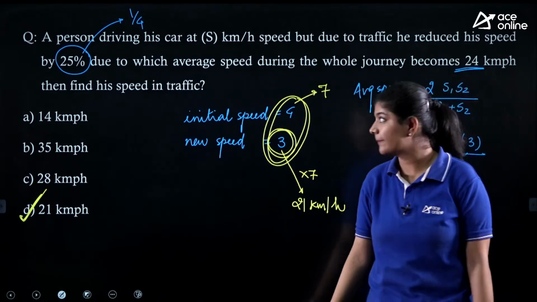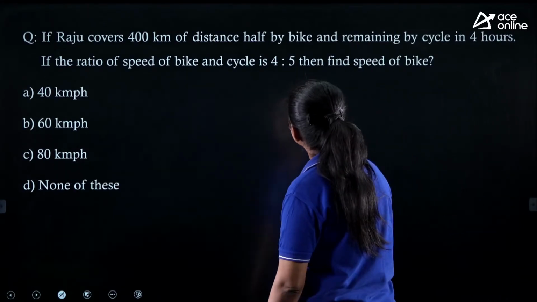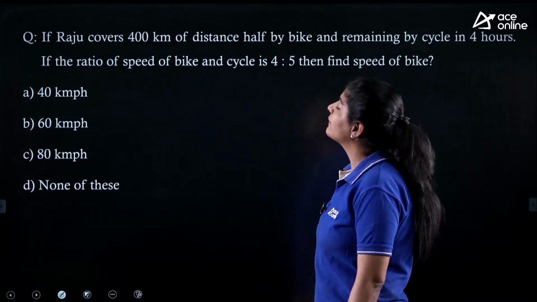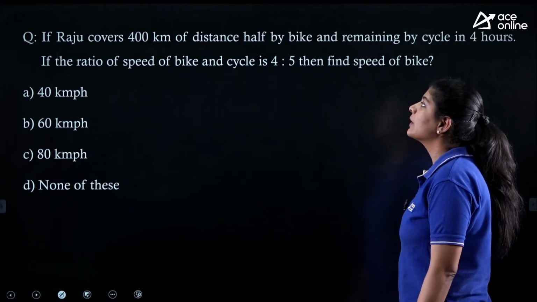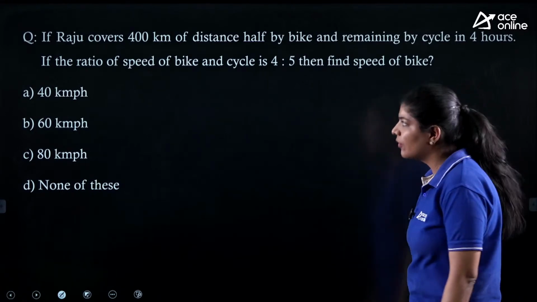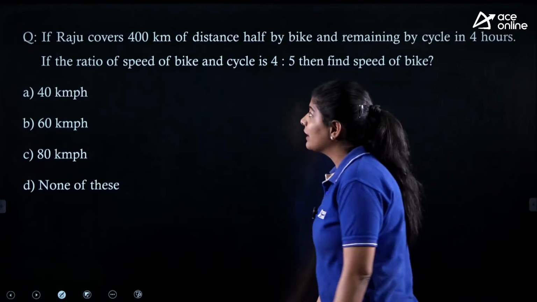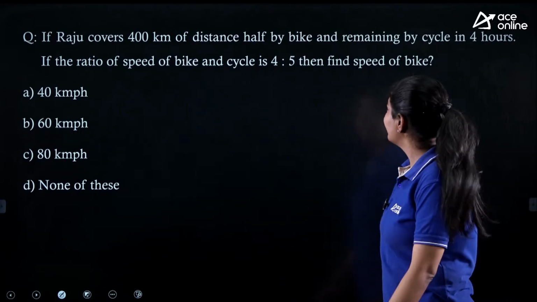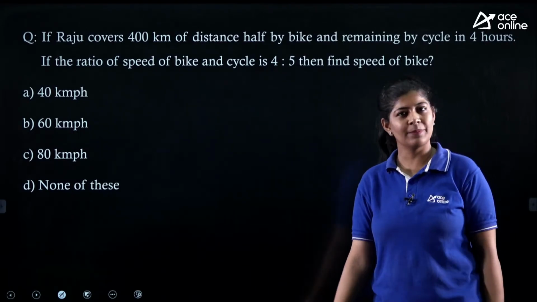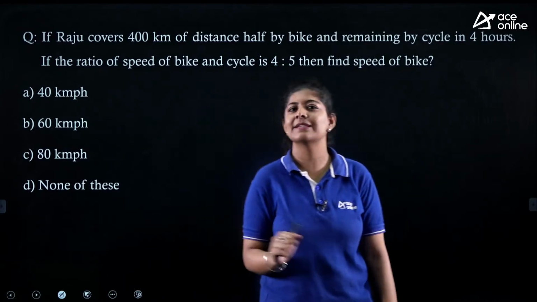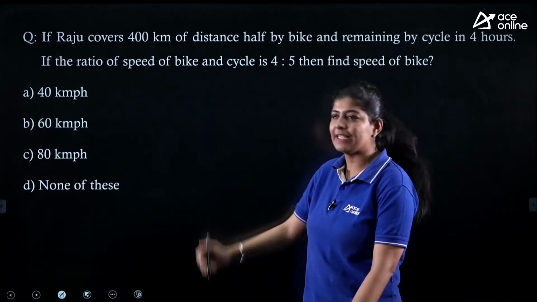It's quite easy. So this is the last question, and this question is for your homework. The question says that Raju covers 400 km of distance, half by bike and the remaining by cycle, in 4 hours. If the ratio of speed of bike and cycle is 4:5, then find the speed of the bike. This question is for your homework. You can easily solve it, as this is a very easy one.